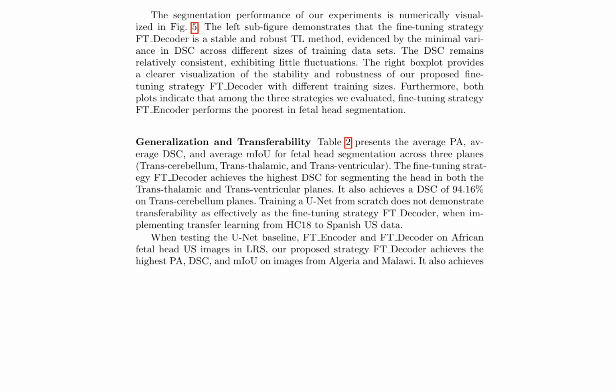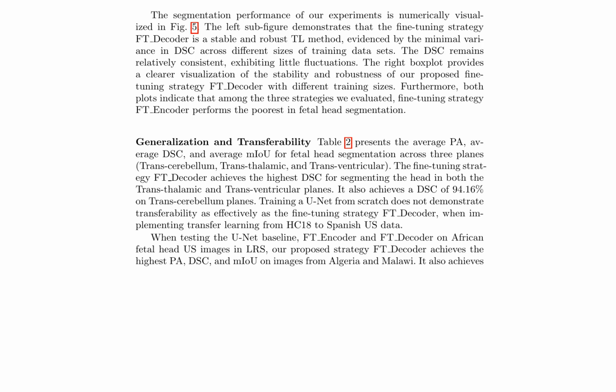Table 2 presents the average PA, average DSC, and average mean intersection over union, MIOU, for fetal head segmentation across three planes: transcerebellum, transthalamic, and transventricular. The FT decoder strategy achieves the highest DSC for segmenting the head in both the transthalamic and transventricular planes, and a DSC of 94.16% on transcerebellum planes. This suggests that the FT decoder strategy demonstrates better generalization and transferability compared to the UNet baseline and FT encoder strategy, particularly when implementing transfer learning from HC18 to Spanish-US data.